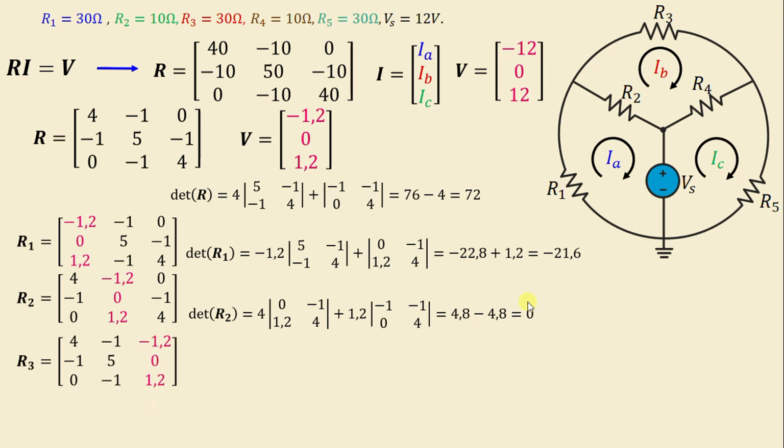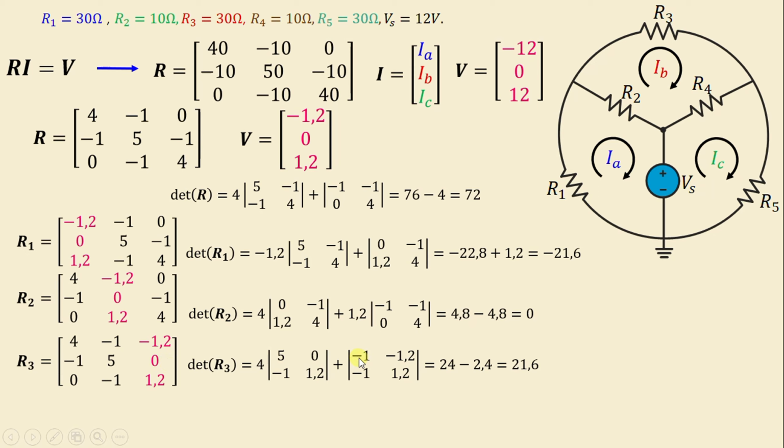We go now to matrix R3, which is obtained by replacing vector 3, or column 3, of matrix R by V, and we go to calculate the determinant of R3 is equal to 4, and we cancel the first row, the second column. We obtain 4 multiplying by the determinant of 5, 0, negative 1, 1.2, plus minus, that means 1 multiplying, and we cancel the second row, the first column.